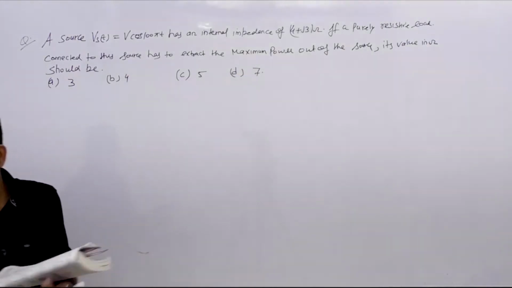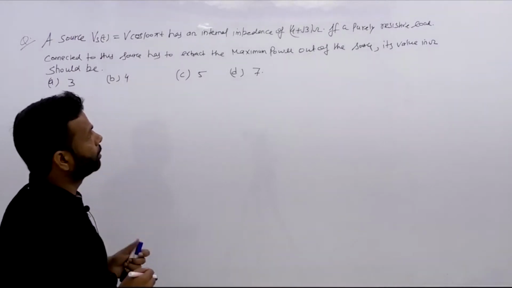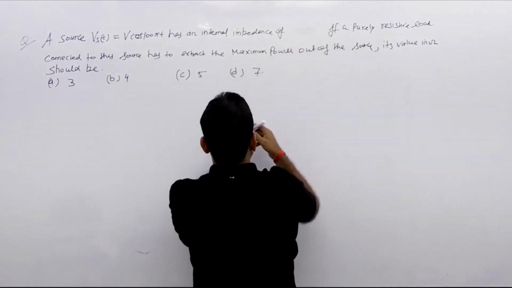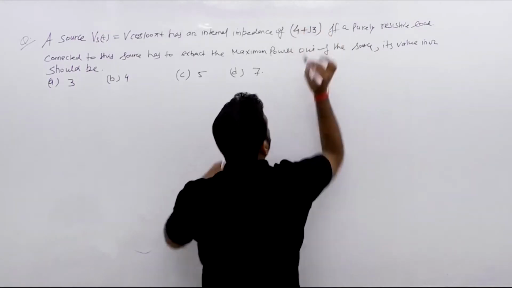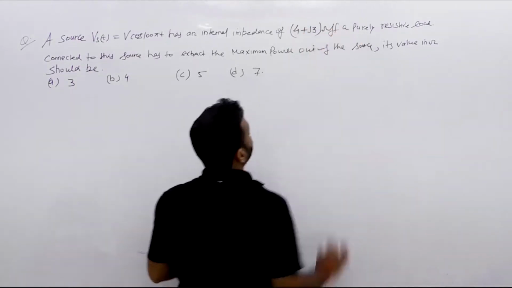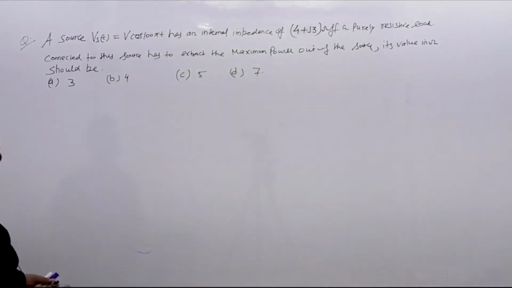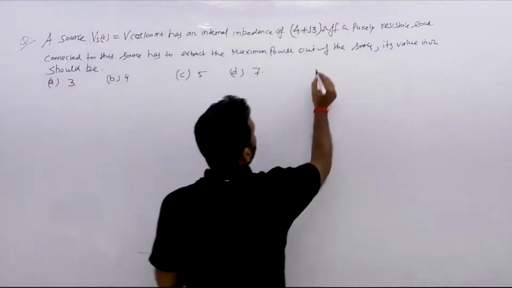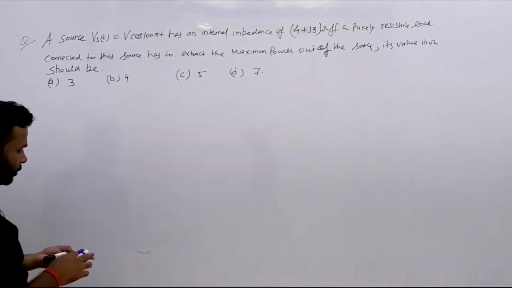So we will solve this question. Now what is the question? There is a source of this value, and its internal impedance is 4 plus j3, write this properly. It is just 4 plus j3 ohm. Okay, this is ohm. Now if a purely resistive load is connected to this source, to extract the maximum power out of the source, its value in ohm should be. So first we will draw the diagram.